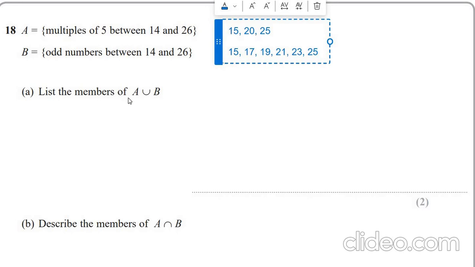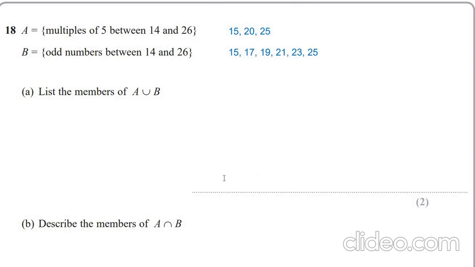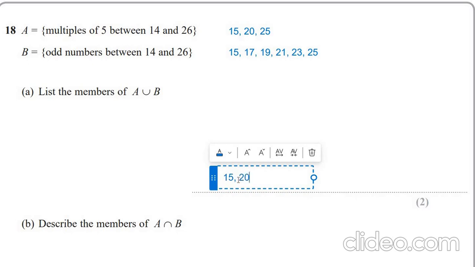Now the union of A and B. So that means everything in A and everything in B. But we don't need to repeat the numbers. So that's going to be 15, 20, 25, and everything in B. Well, 15 we've already written, so we're not going to write that again. 17, 19, 21, 23, and we've written 25, so that is the answer.